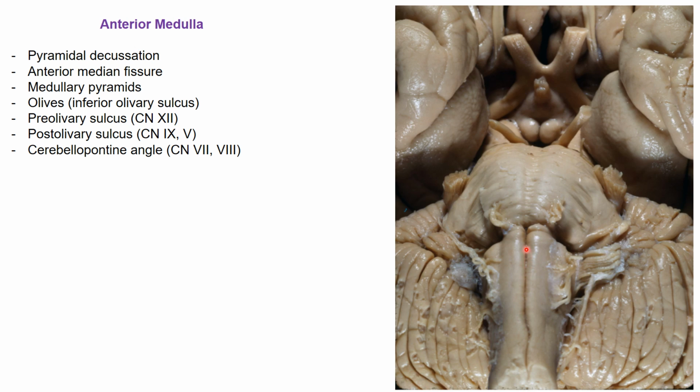Now, as we're looking at the medulla, there is this fissure right down the middle. This is going to be your anterior median fissure. Your anterior median fissure splits the medullary pyramids, which are on either side. So medullary pyramids on either side of the anterior median fissure.